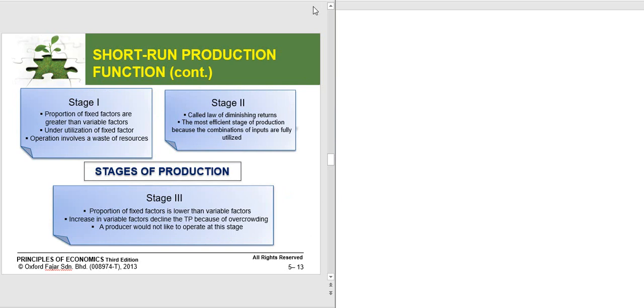Okay, so if we go into detail for each stage, we are going to explain what actually happens at each stage of production. So we have here stage 1. It says here that at stage 1, the proportion of fixed factors is greater than variable factors. So let's look at where stage 1 starts first. Stage 1 dia akan start bila the number of labor equals 0. That is dia punya starting point. And when average product equals marginal product, that is where your stage 1 will end.